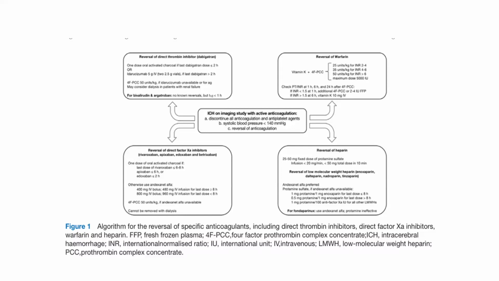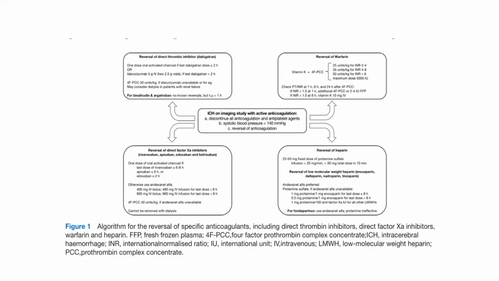Then we have to check the INR at 1, 6, and 24 hours after giving four-factor prothrombin complex concentrate. If INR is more than 1.5 at 1 hour, then we can give additional four-factor prothrombin complex concentrate or 2 to 4 units of FFP. If INR is more than 1.5 at 6 hours, then vitamin K 10 mg.